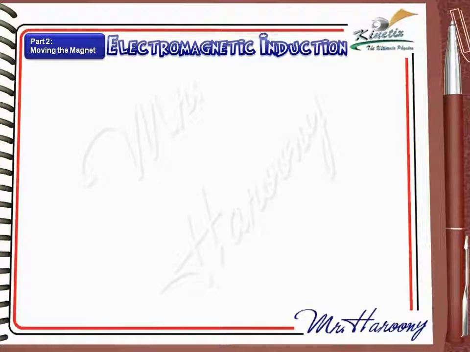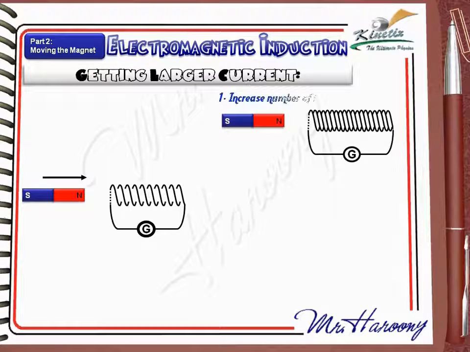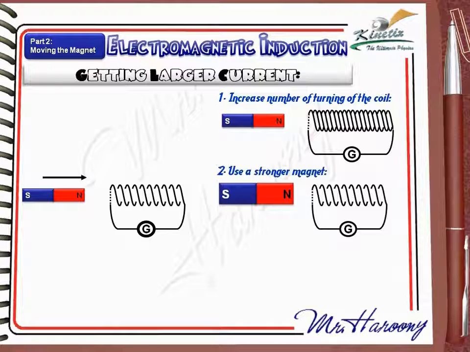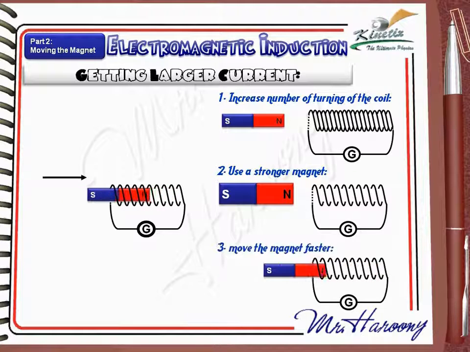Still on the second method of producing induced current, moving the magnet near a fixed coil. Now it's time to know how to get larger current by this way. Increasing the number of turns of the coil can increase the intensity of the induced current produced by this method, even if we use the same magnet with the same speed. Also, in this case, using a stronger magnet can cause a stronger current. And finally, moving the magnet faster into or away from the coil can produce a stronger current.